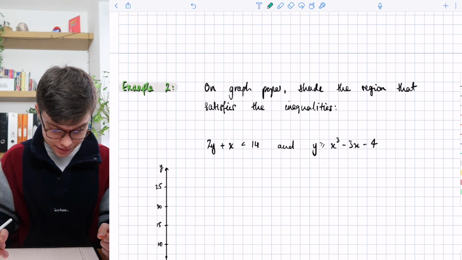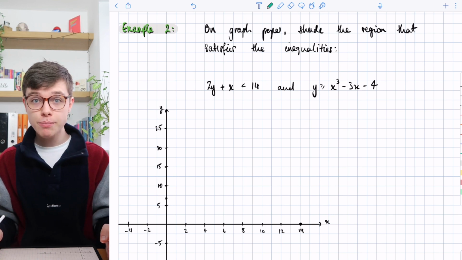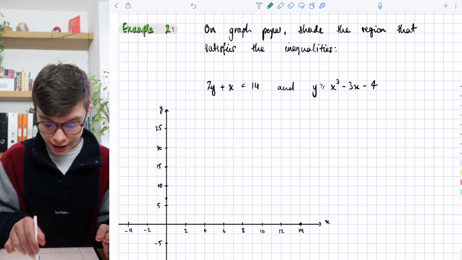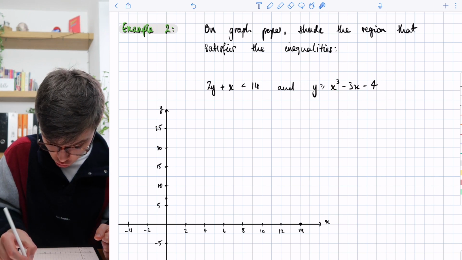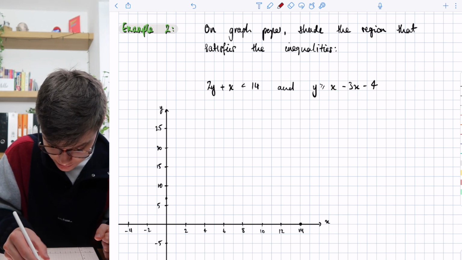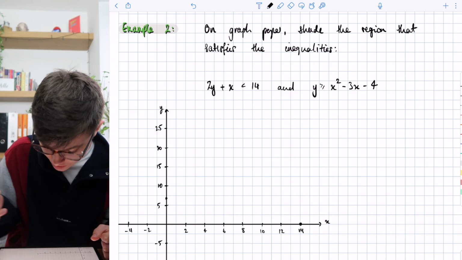Okay, let's have a look at example 2. So similar one here, but now we're involving a straight line and we're involving a quadratic. And that should not be cubed, that should be a quadratic. Okay, let's put that there.